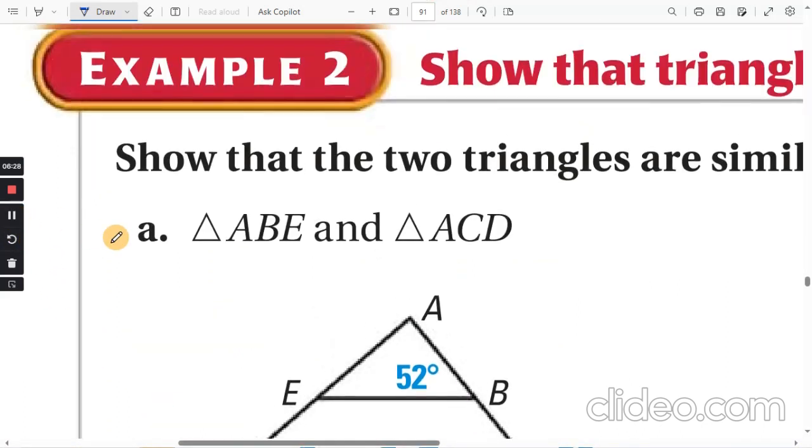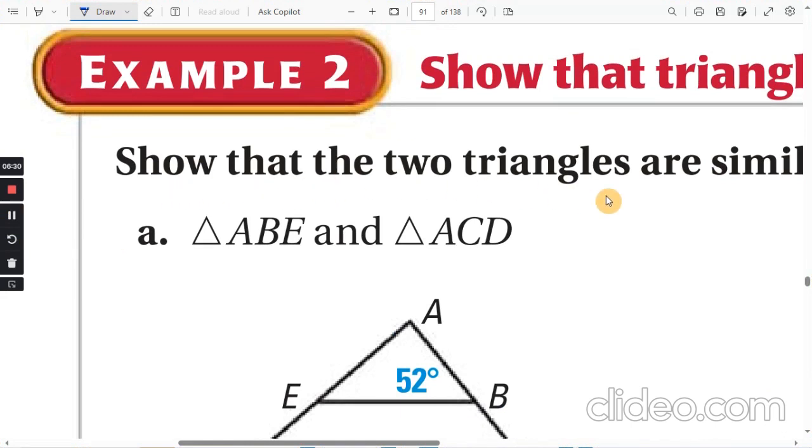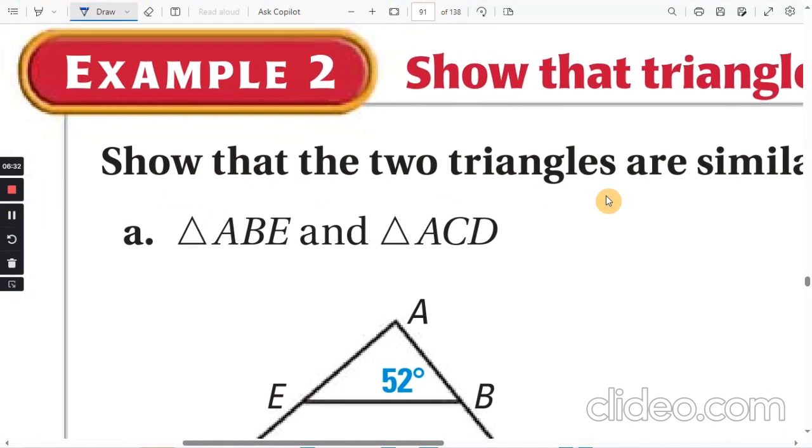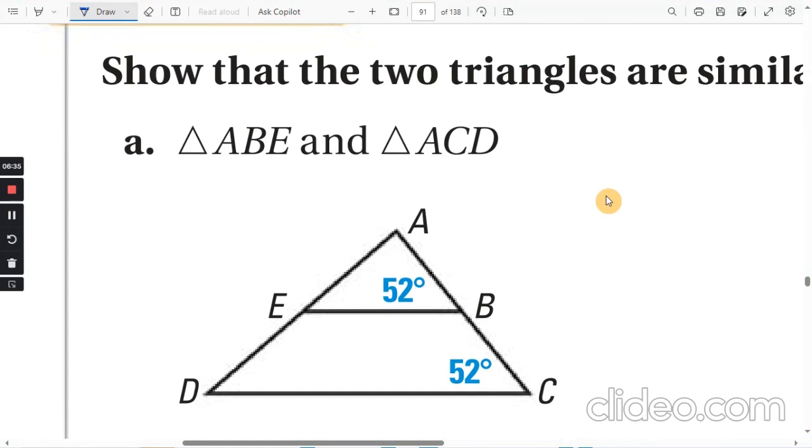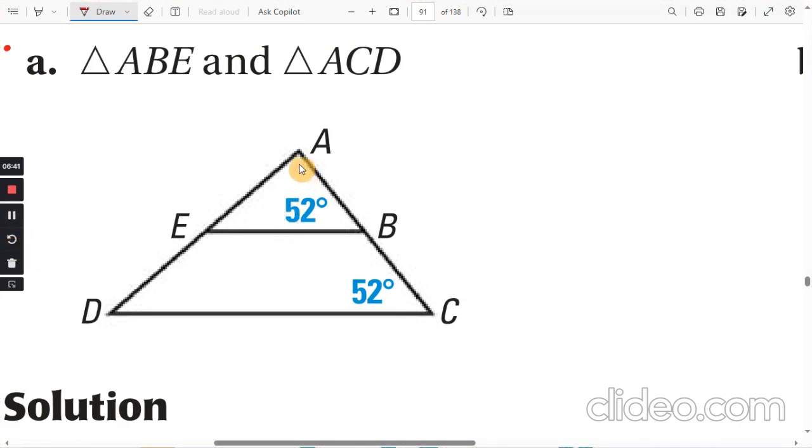All right, so example 2, show that the 2 triangles are similar. They probably want us to write the statement too, so I'm going to do that as well. We have a small triangle inside of a big triangle. Because both triangles, the small and the big, use angle A, I am going to mark that angle congruent to itself.